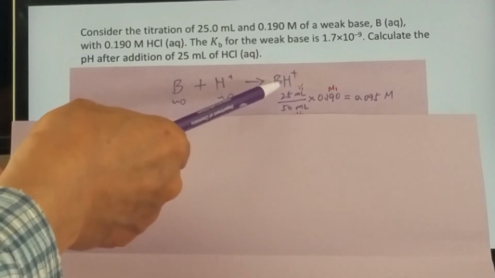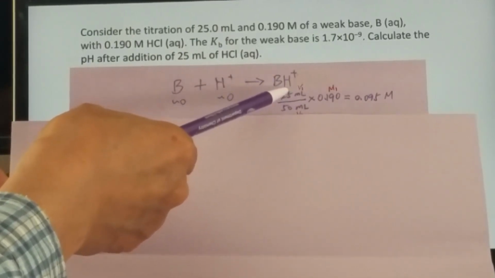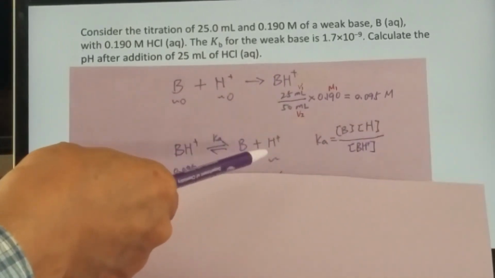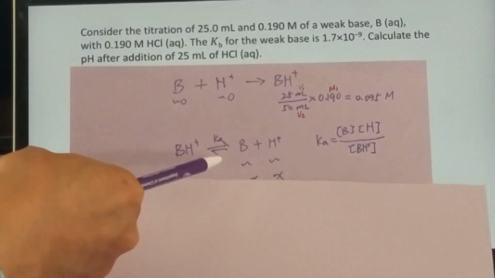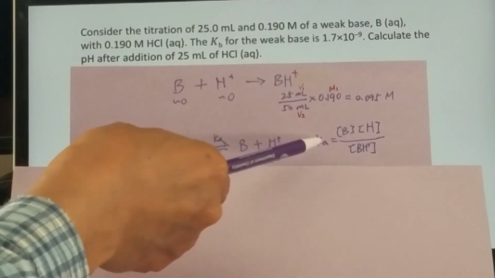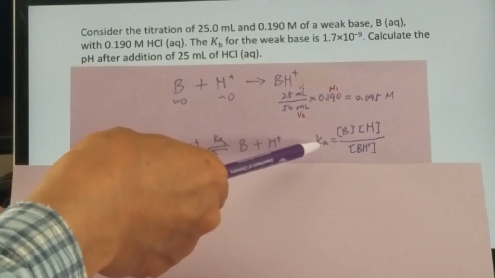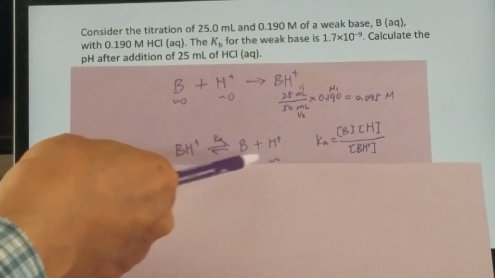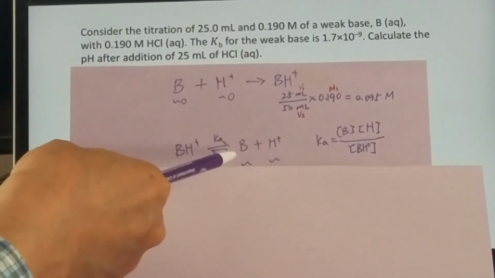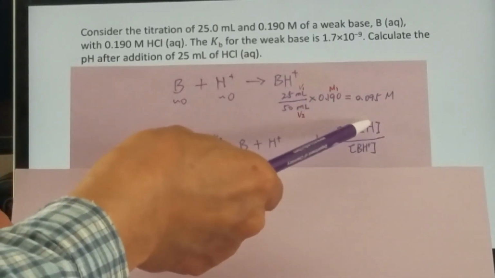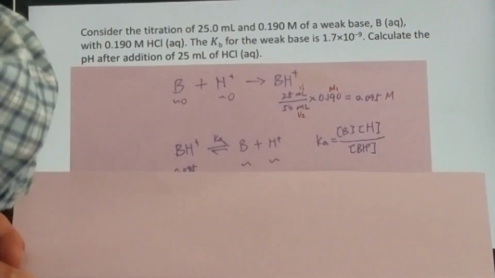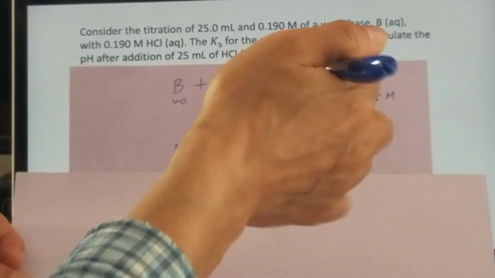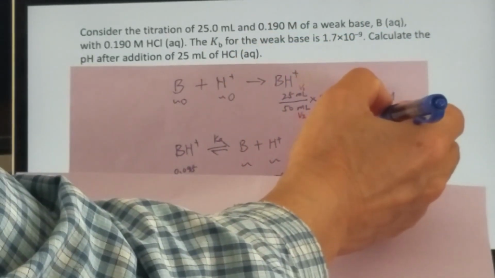However, this conjugate acid will undergo a Ka reaction, or dissociation reaction, all right? And this is the Ka expression for this dissociation reaction, okay? That should be H plus. Let me see if I could do that.